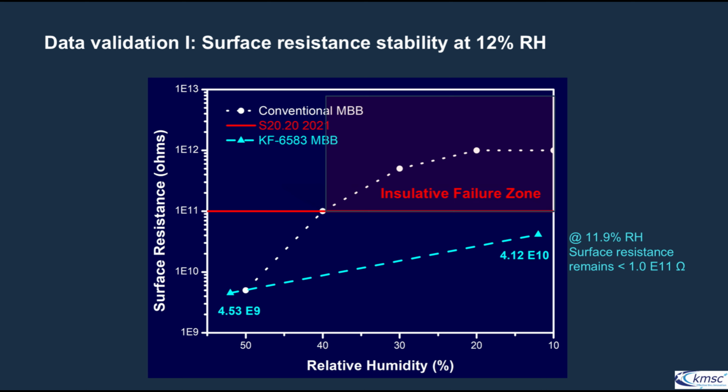Third-party customer validation data confirm that even at the extreme condition of 11.9% relative humidity, the surface resistance of KF-6583 remains stable at 4.12 × 10^10 ohms. While conventional packaging materials enter the insulating failure zone, this product consistently stays within the safe dissipative range.